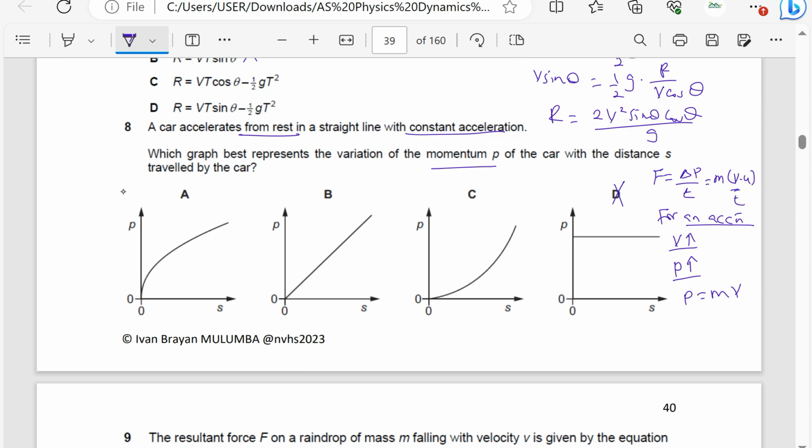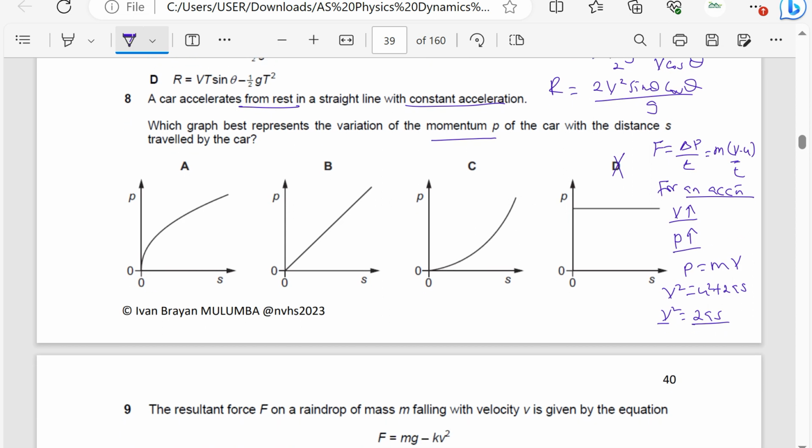Momentum is mass times velocity, but if we use equations of motion, since the acceleration is constant, v squared is equal to u squared plus 2as. It started from rest, which means v squared is equal to 2as. When you look at this equation, it means v increases more rapidly as s increases. So it is not a straight line. If v squared is proportional to s, it means v increases more rapidly than s. So it can't be a straight line, so ignore b.